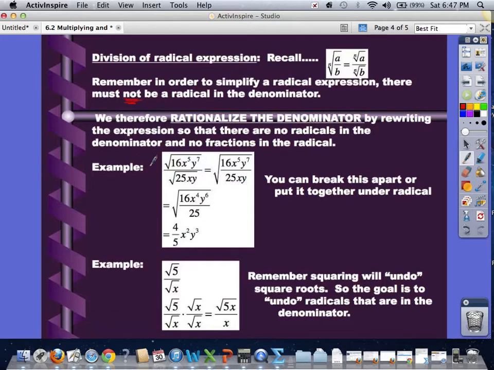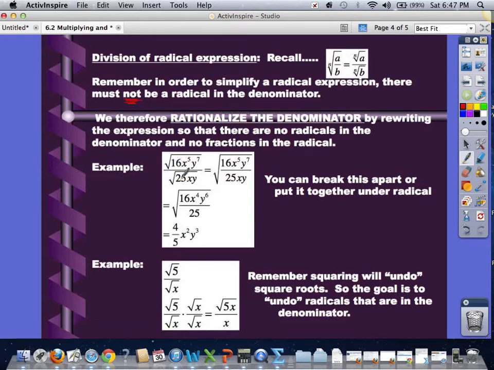So on our first example, we have the square root of 16x to the 5th power y to the 7th power divided by the square root of 25xy. Now the first thing I noticed, 16 is a perfect square and so is 25.